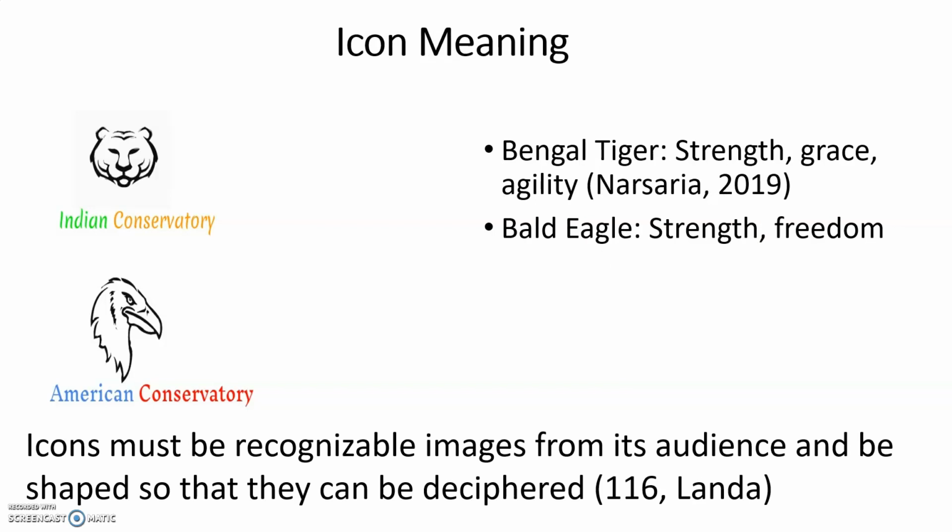When it comes to the icon, there is more meaning to our animal symbols besides what they want to protect. The Bengal tiger and the bald eagle are the national animals of India and the United States, respectively. According to our class textbook, if we want to appeal to different countries, they should be able to identify themselves with the characteristics of the icon, which in this case is the animal. In India, according to a webpage by Anupriya Narsaria, the Bengal tiger is a symbol of strength, grace, and agility. In the United States, the bald eagle represents strength and freedom for America.